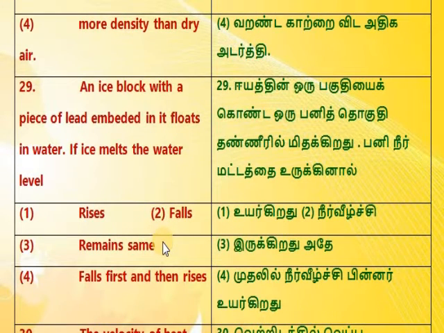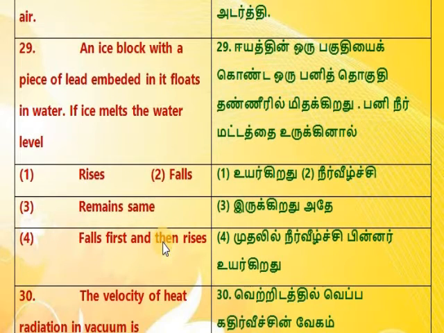29. An ice block with a piece of lead embedded in it floats in water. If ice melts, the water level: 1. Rises, 2. Falls, 3. Remains same, 4. Falls first and then rises.